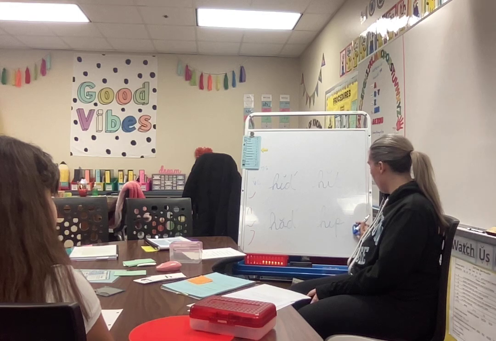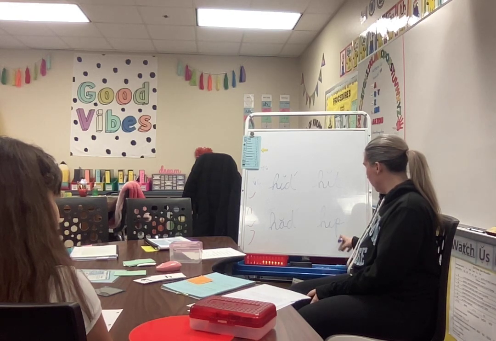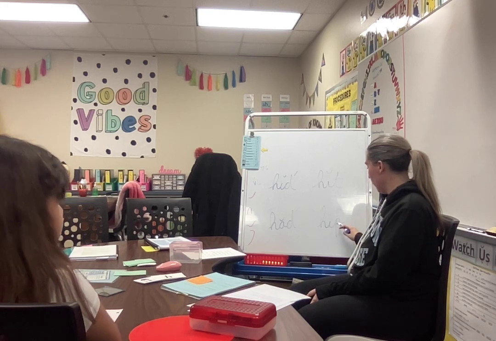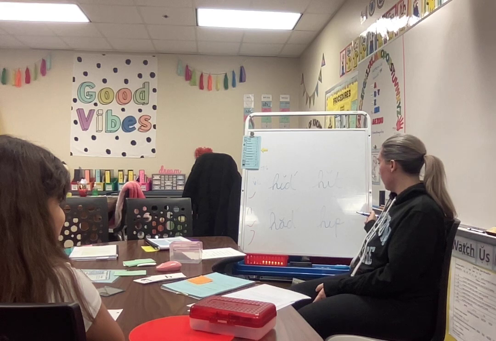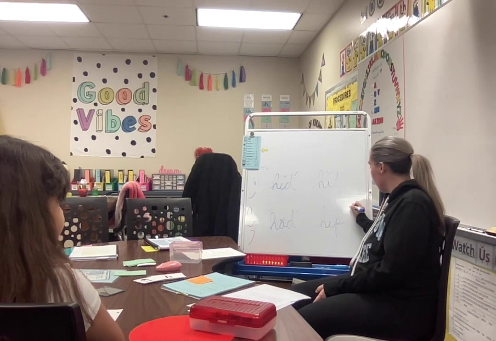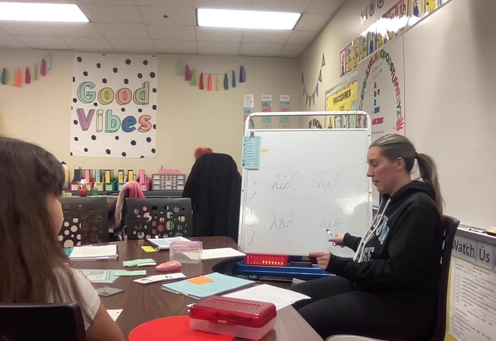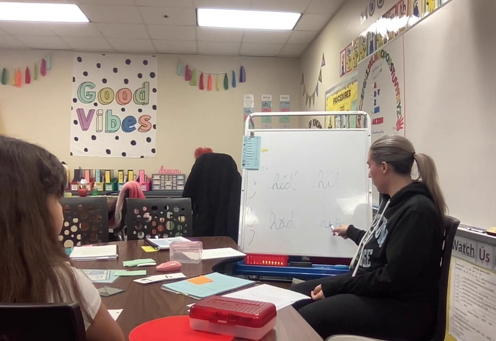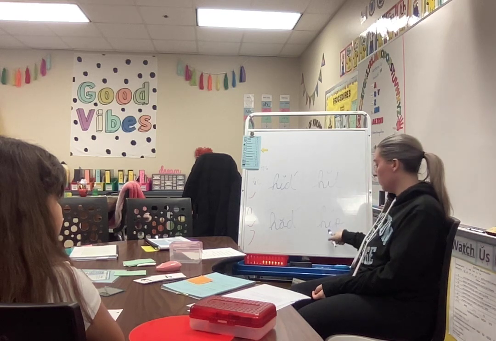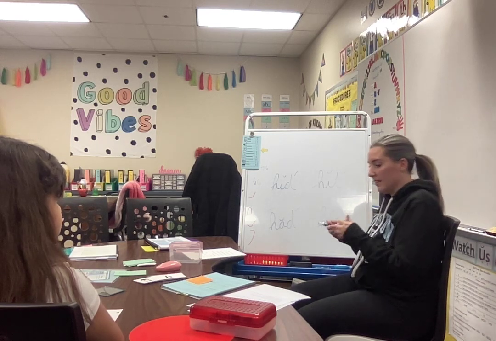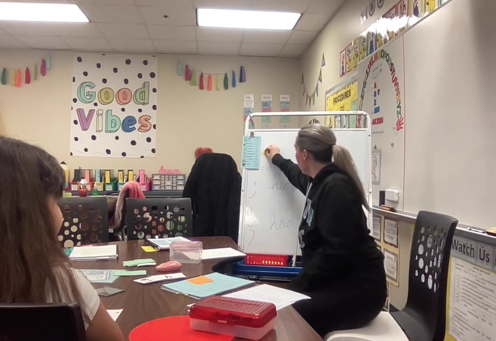All right, let's do one more. So is this word open or closed? Closed. Good, so p is closed. Is it accented? Yes. Is our vowel short or long? Short. So would it get a macron or a breve? A breve. So what does this word say? Hip. Good.